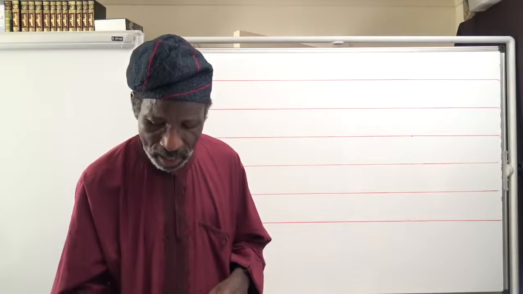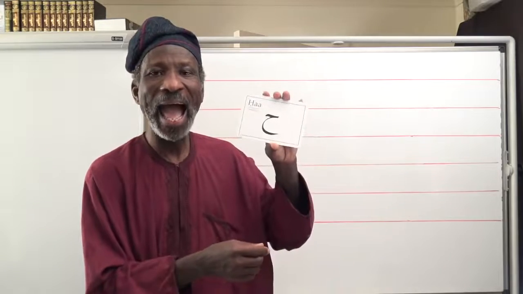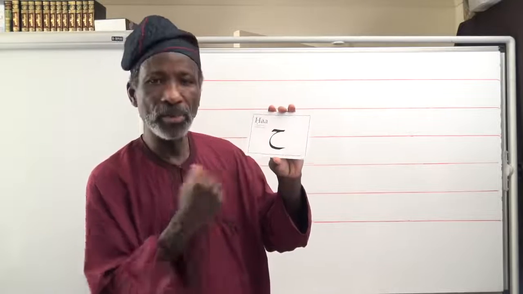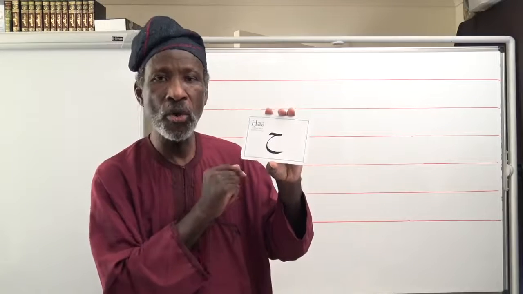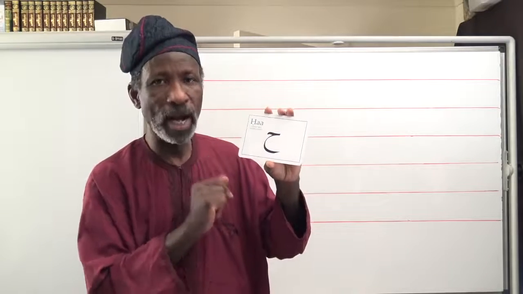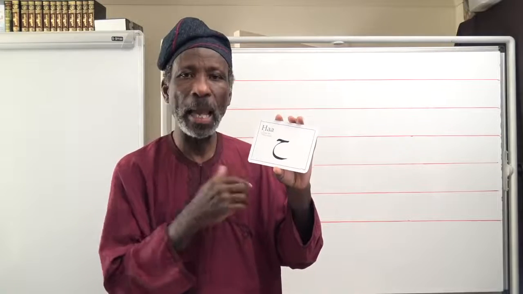Now, another one in the same family is letter Ha. This letter is the same shape as Jim, except there's no dot at all anywhere. And the sound of this is like panting.